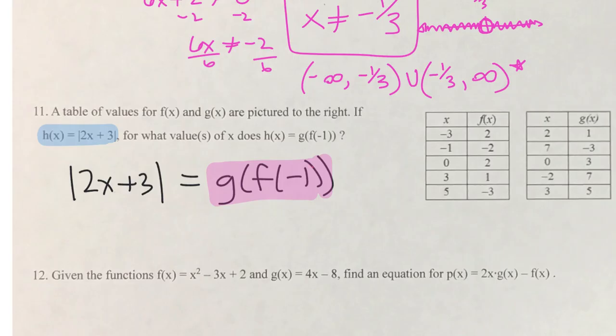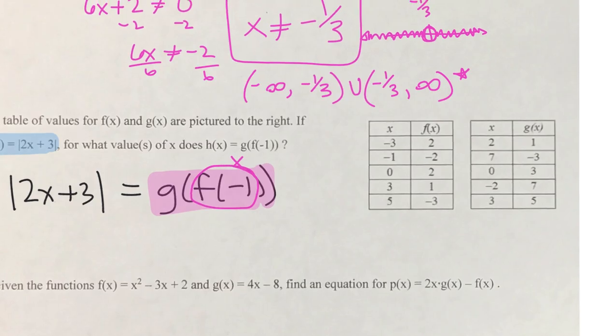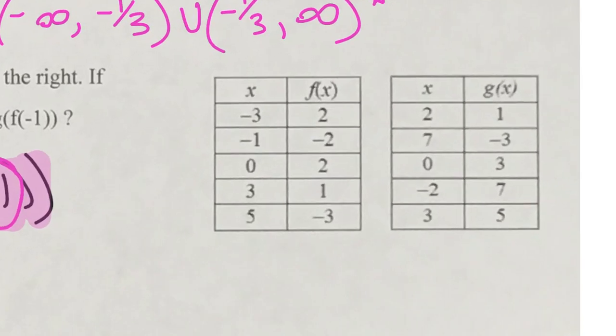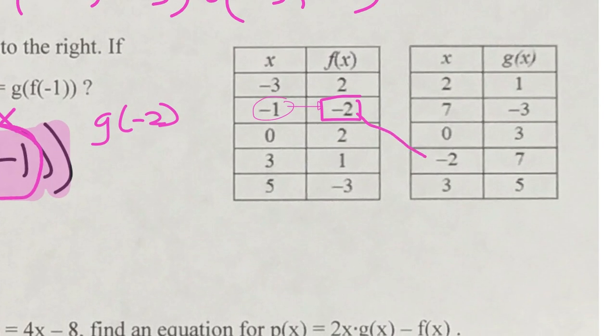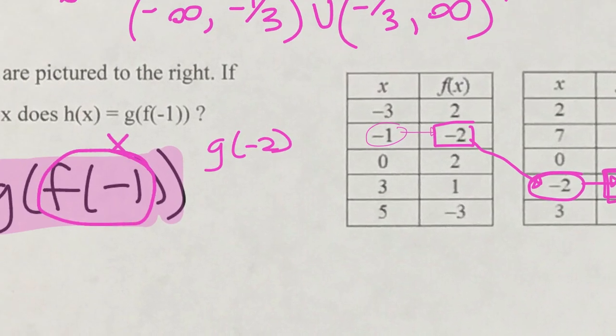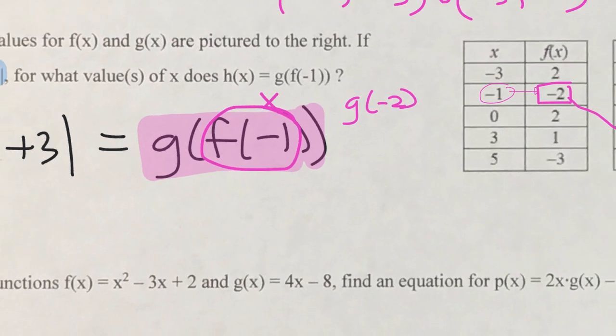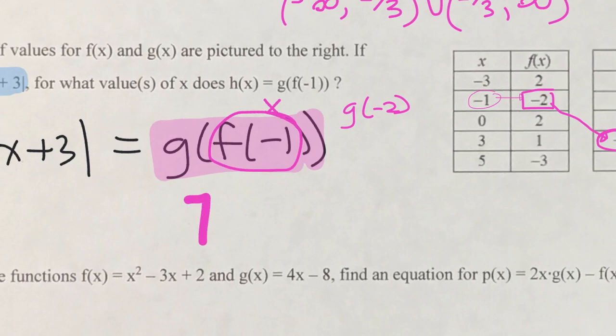First we look at f of negative 1. So our x value is negative 1 in the f. Here's x equals negative 1, and our y value is negative 2. So this is g of negative 2. That means we're going to go down to here. When is negative 2 your x value? And our y value is 7. So g of f of negative 1 is positive 7.